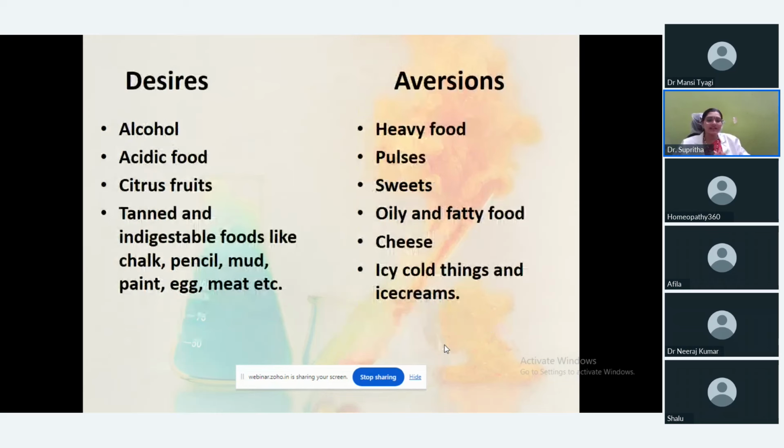If you see the desires and aversions of the acids, desires: alcohol, acidic food, citrus fruits, tanned and indigestible foods like chalk, pencil, mud, paint, egg, meat, etc. The other indigestible things, this is called pica. What are the other remedies? Alumina. Calcarea carb. Silicea. Right.